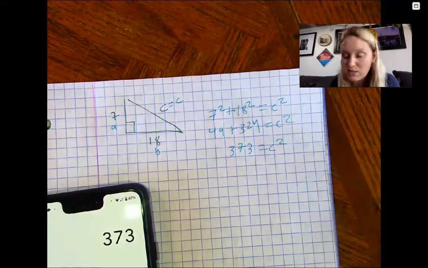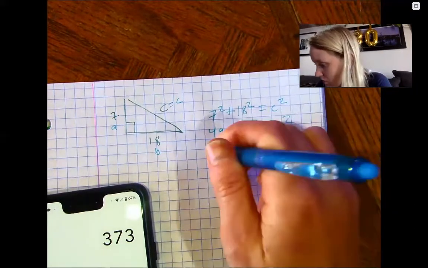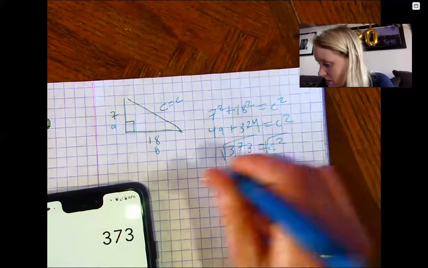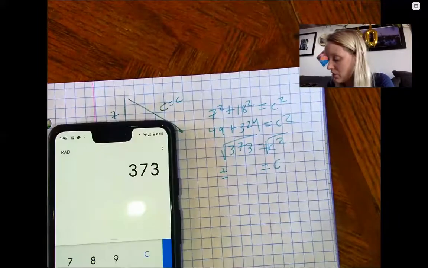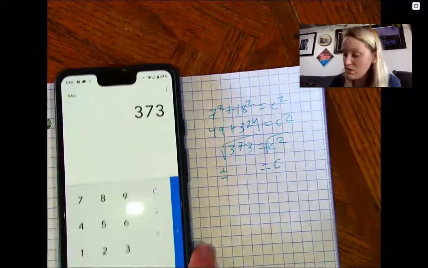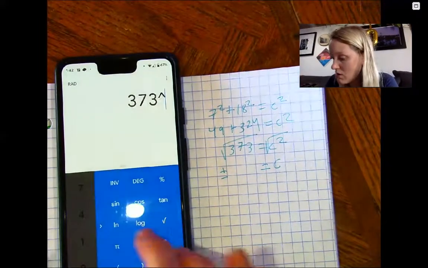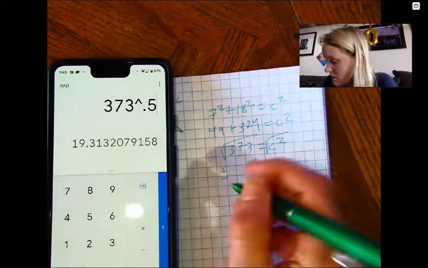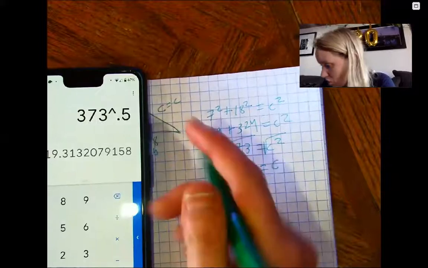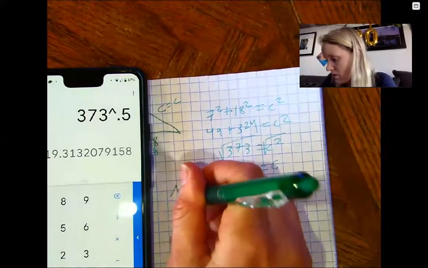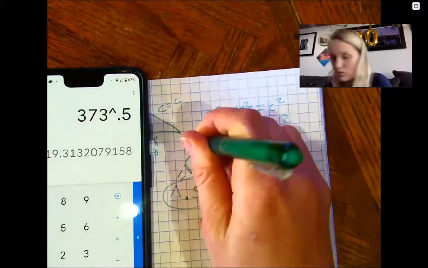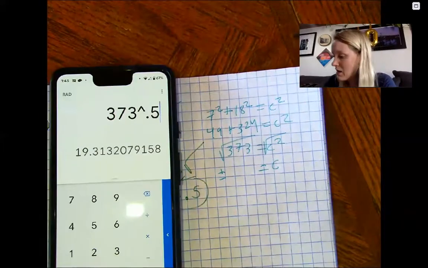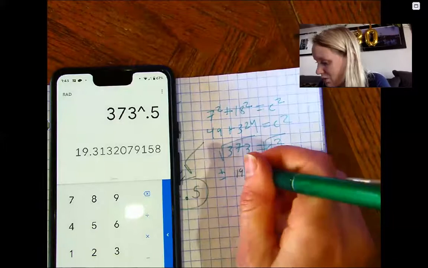To get C by itself, I square root both sides. I get C equals positive or negative. Okay. Now in my calculator, I'm going to reteach you how to do this. If you raise anything to the 0.5, that is the same as square rooting. Raising something to the 0.5 is the same as square rooting. I get C equals 19.31.